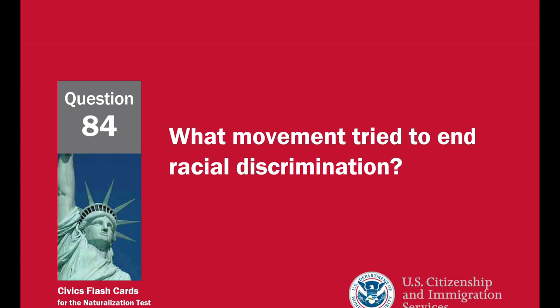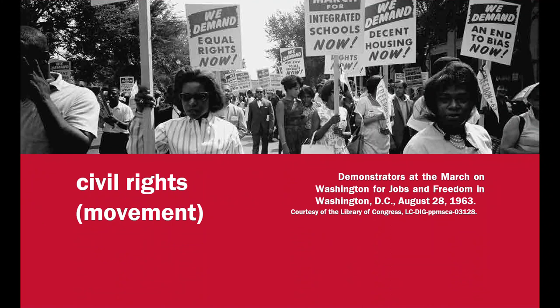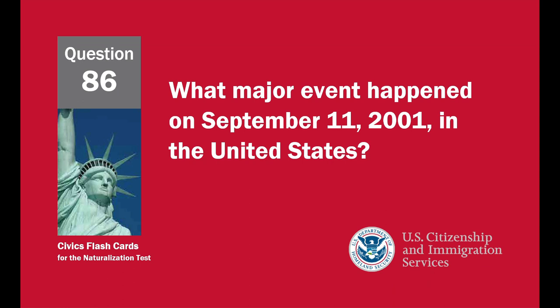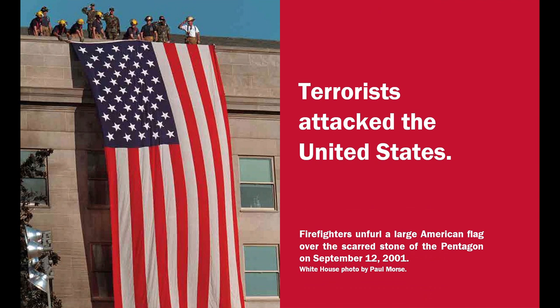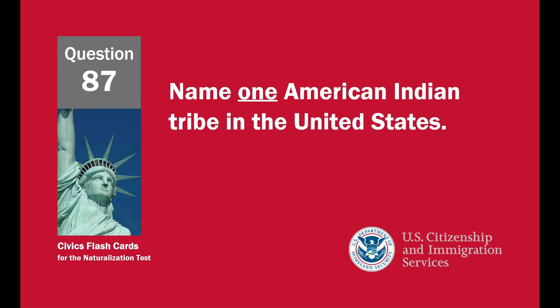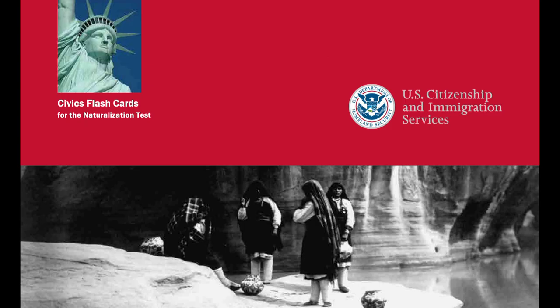What movement tried to end racial discrimination? Civil rights movement. What major event happened on September 11, 2001 in the United States? Terrorists attacked the United States. Name one American Indian tribe in the United States. Apache.